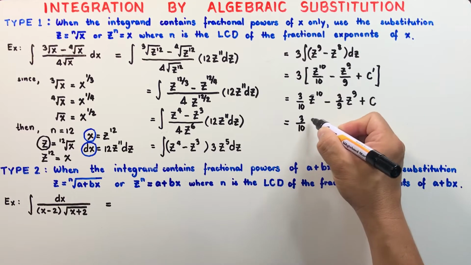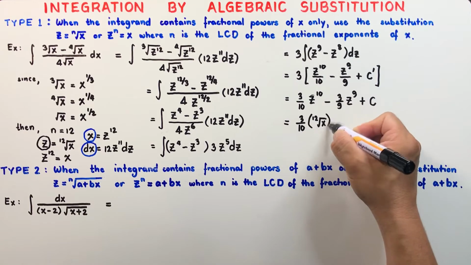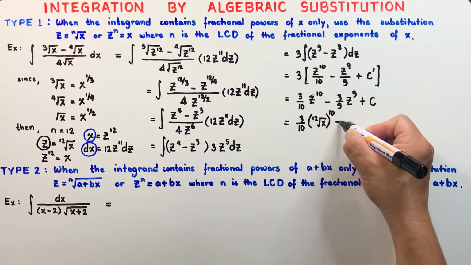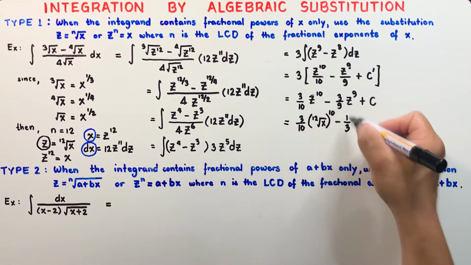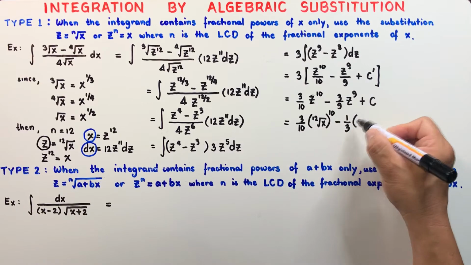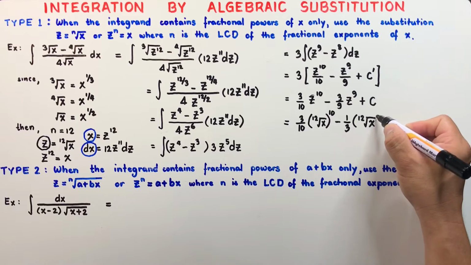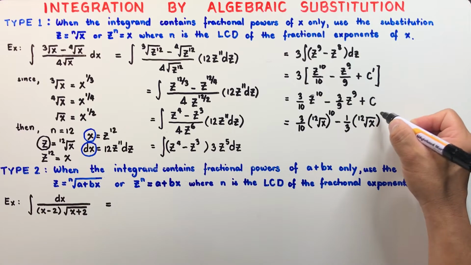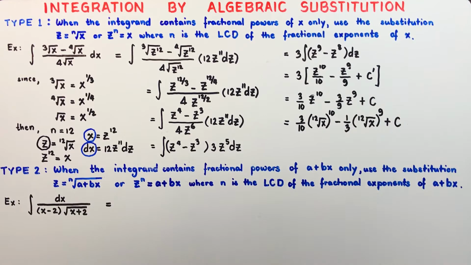this is equal to 3 over 10 times the 12th root of x, which should be raised to the exponent of 10, minus 1/3, because the lowest term of 3 over 9 is 1/3, times the 12th root of x. And the 12th root of x will be raised to the exponent of 9 plus the constant of integration c.